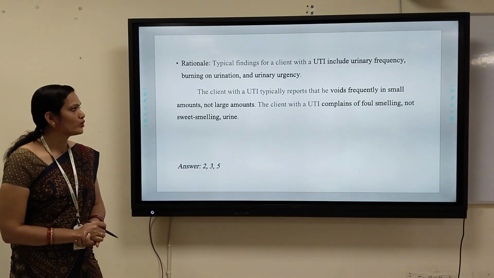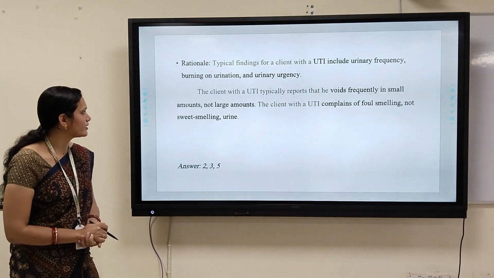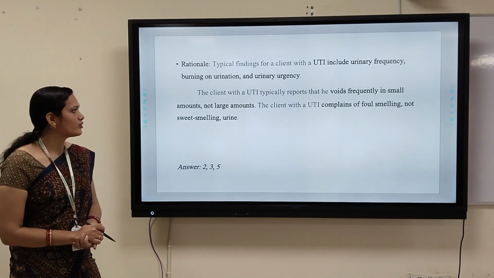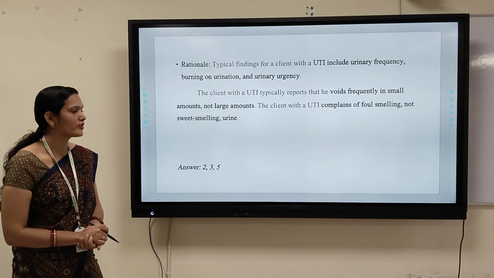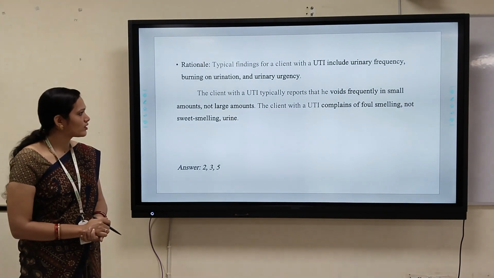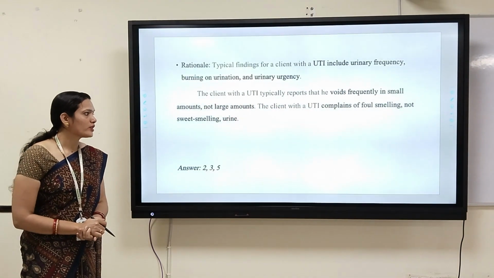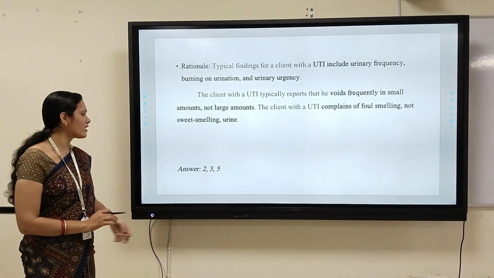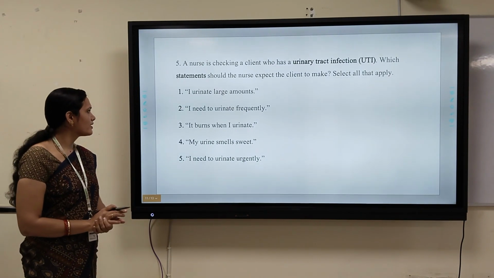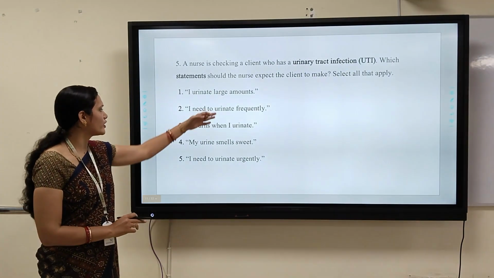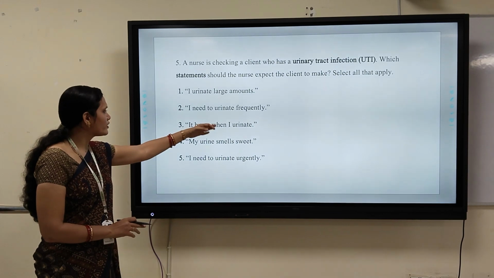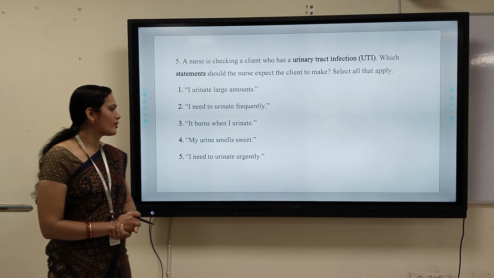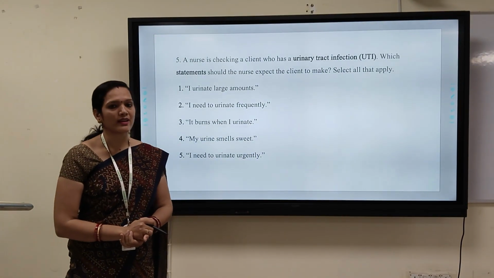Findings for a client with a UTI include urinary frequency, burning on urination and urinary urgency. The client with a UTI typically reports that he urinates frequently in small amounts, not large amounts. The client with a UTI complains of foul-smelling, not sweet-smelling, urine. So here our answer is 2, 3, 5. It means our answer is: I need to urinate frequently, it burns when I urinate, and I need to urinate urgently. So this is all about our med-surg questions and answers.